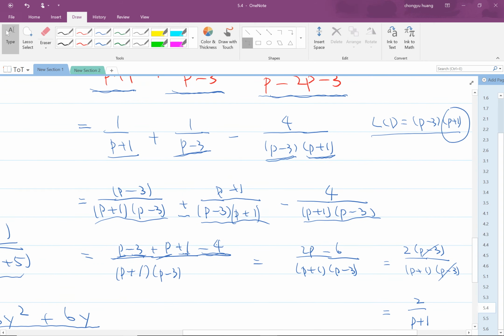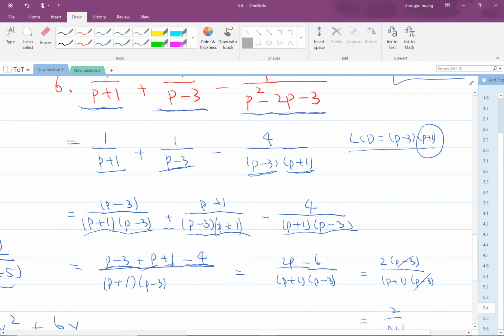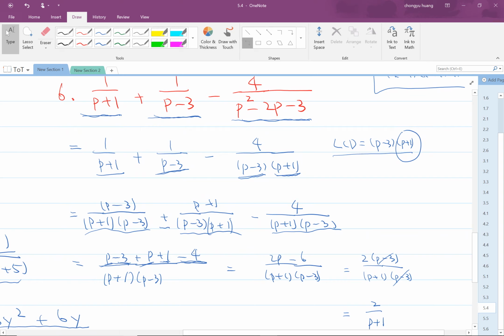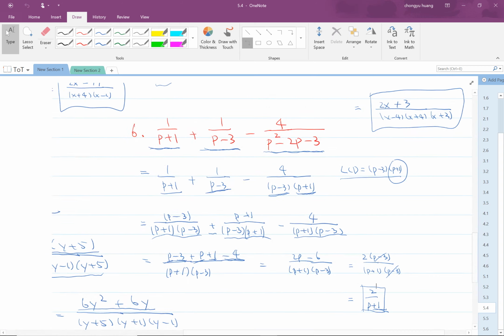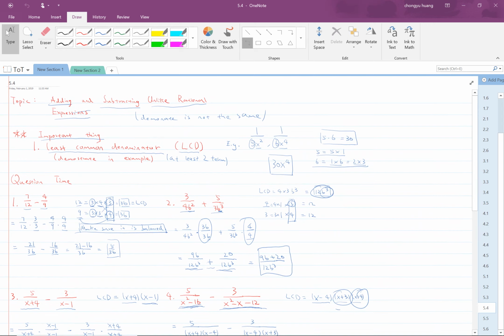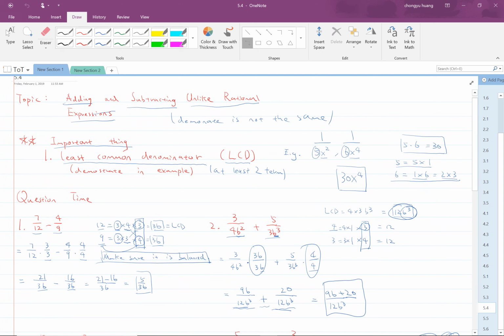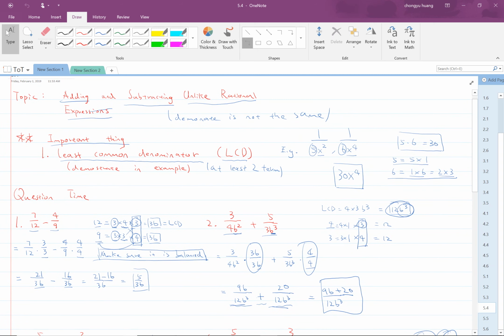So our final solution for question 6, let me orient it to make it a little better view. Okay, so now our final solution for question 6 is 2 over p plus 1. Hopefully you guys get this question right and fully understand how to use the least common denominator to solve those problems.